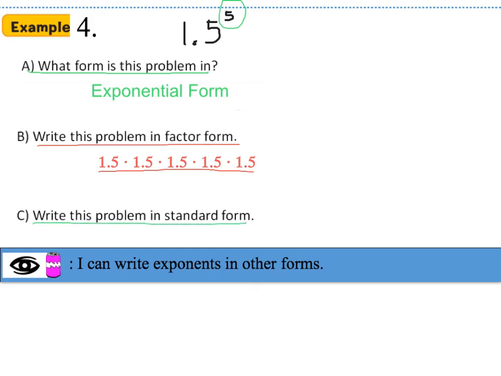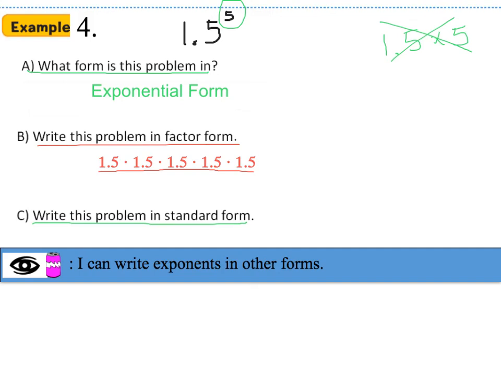So for problem C, it says write this problem in standard form. Standard form just means to simplify or solve the problem. But a lot of people want to take 1 and 5/10 and multiply it by the exponent. Remember, when you do that, that is repeated addition. An exponent is not repeated addition. It's repeated multiplication. So please don't multiply the exponent with the base.